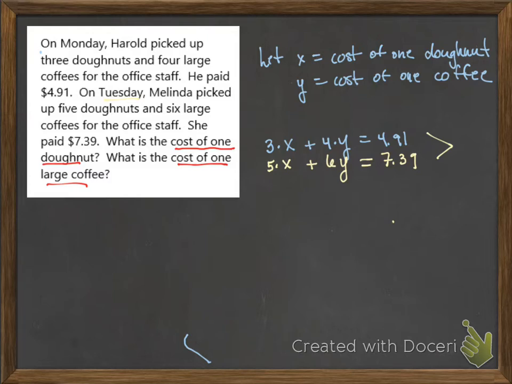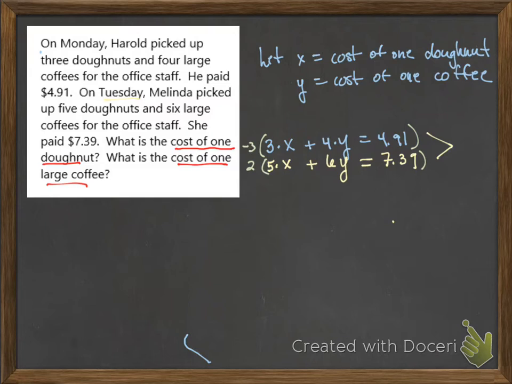I'm going to multiply to get rid of my y's. As we see, 4 and 6 have a common multiple of 12. So I'm going to multiply the top by -3, because -3 times 4 is -12, and the bottom by +2, because 2 times 6 is +12. And remember, I want to eliminate one of my variables.